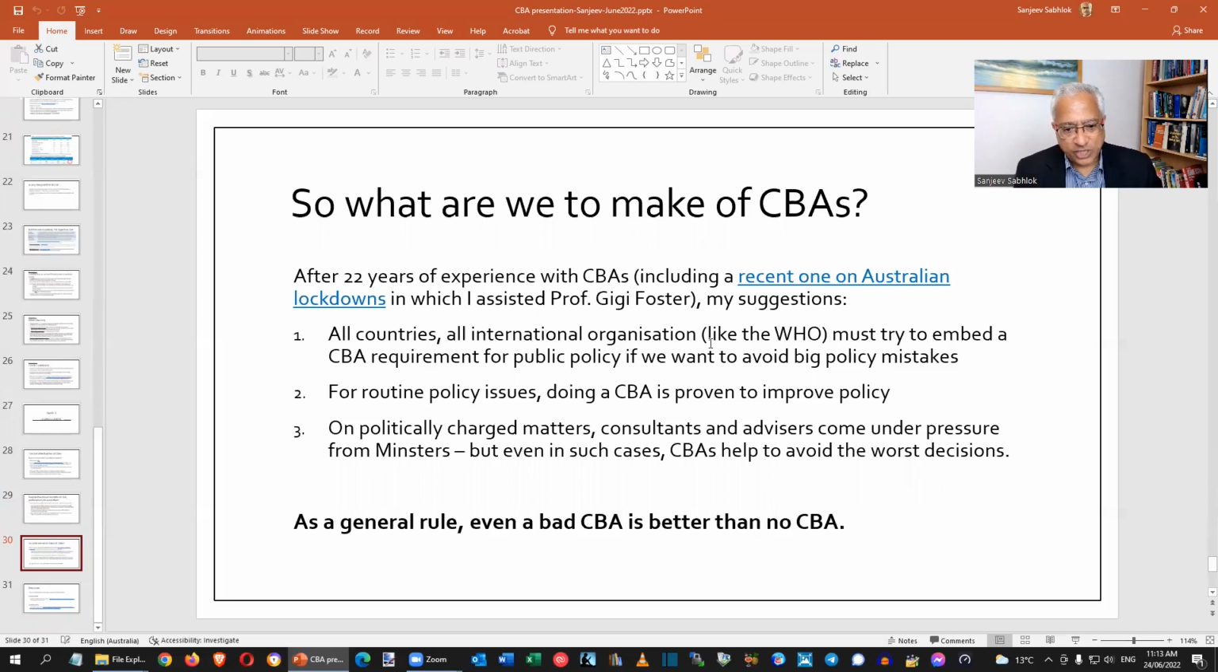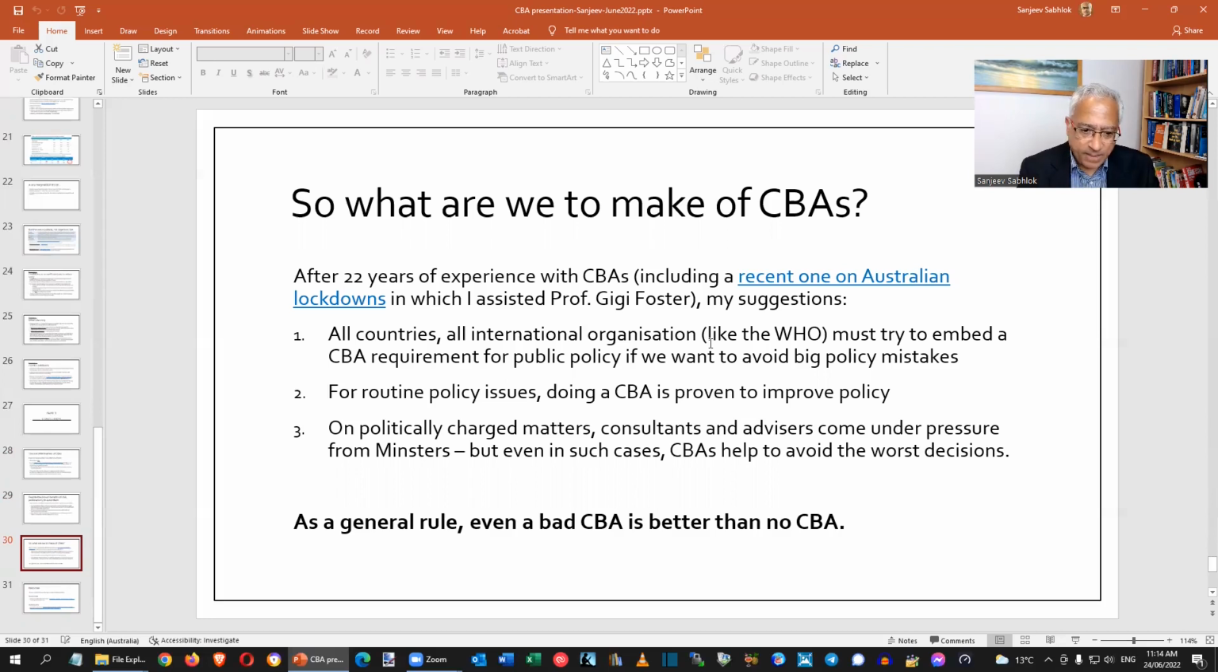For politically charged matters, we will never get a perfect CBA, because we'll have the advisors and consultants and secretaries to the government, and everybody will say, okay, the minister wants it, let's just do it. It's too hard to fight every single battle. So they say, okay, let them do it. But the next minister who comes, the next government who comes, on the plastic bags ban, I would just get rid of it because it's so obviously stupid.